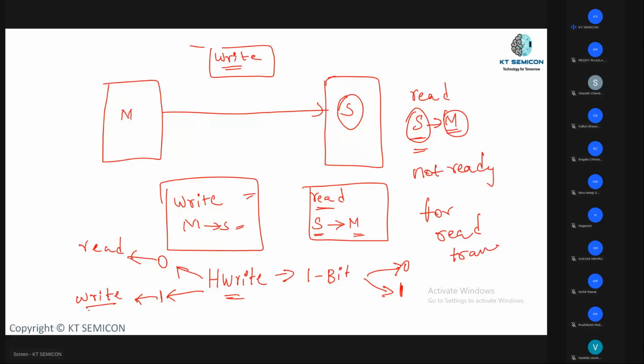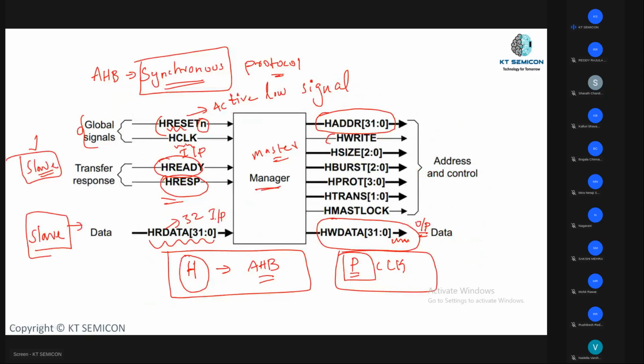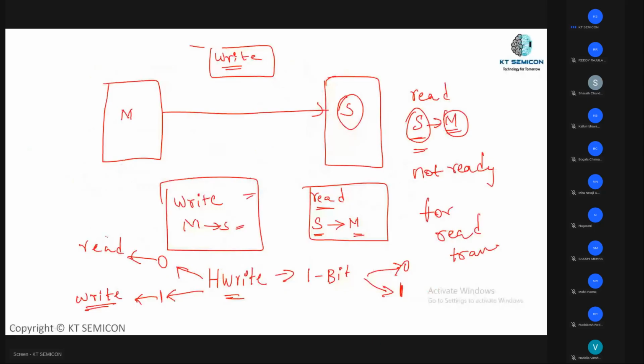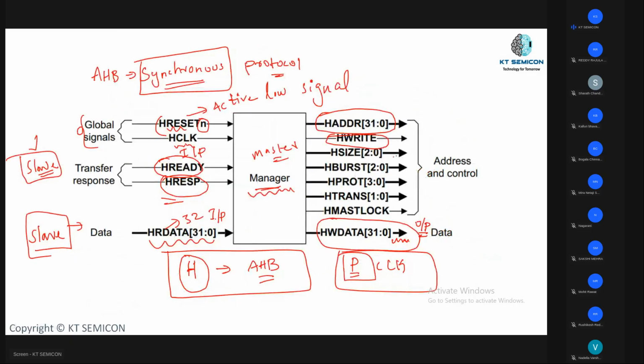That is, the master is going to use this particular signal HWRITE to indicate which type of transfer it is going to perform, whether the master is going to perform a read transfer or a write transfer. If you see carefully, this is an output of your master and an input to your slave. So the slave receives this HWRITE signal and comes to know whether the master needs a write transaction or is expecting a read transaction. Accordingly the slave will respond. Is this clear? The HWRITE, is it clear?